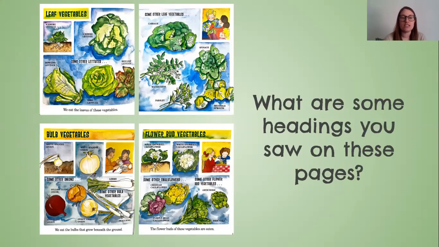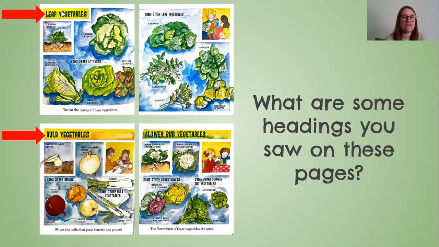So if we are taking a look at some of the pages in the text, you'll notice that there are several headings in the text. The headings that you see on these pages are the things in the yellow boxes. A lot of times in a text, a heading can be like the title of a new chapter, or it can just be like some big bold words that start a new section. So here you'll see leaf vegetables, bulb vegetables, and flower bud vegetables.